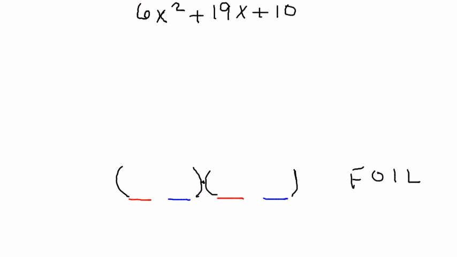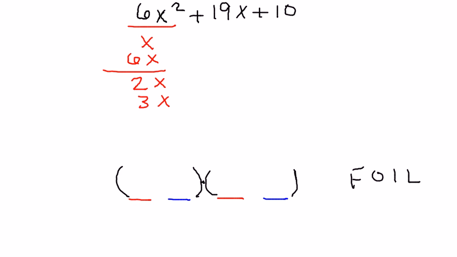First, I list out all the pairs of factors of the first term, the 6x squared. Now the x squared, I'm always going to factor that into x times x. So then I have to worry about the 6. Well, factors of 6 would be 1 and itself, so I can have a 1x and a 6x, or 2 times 3, so a 2x and a 3x.